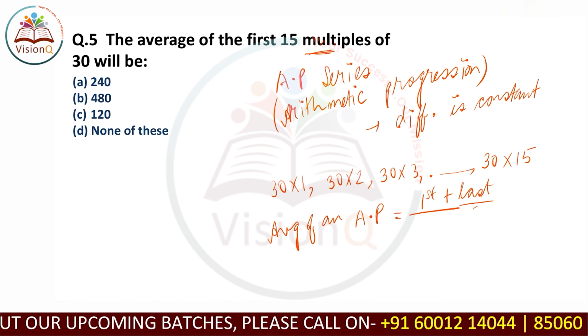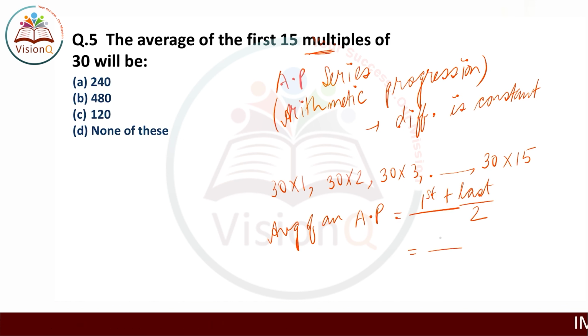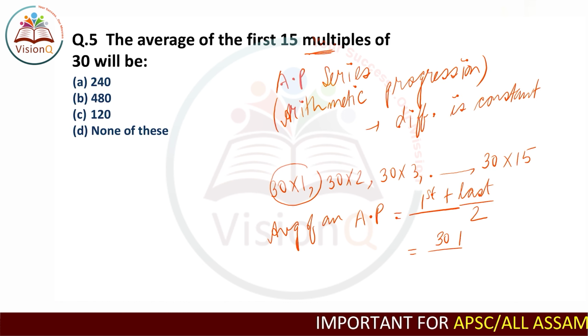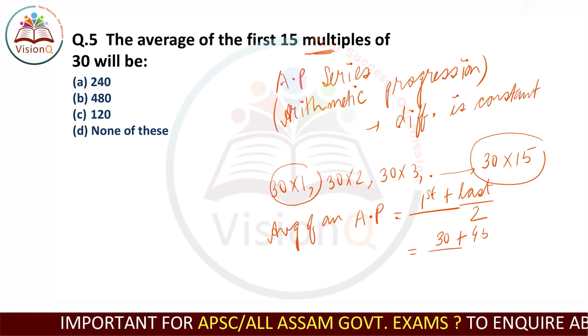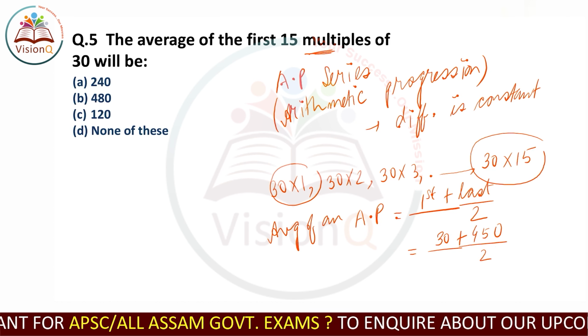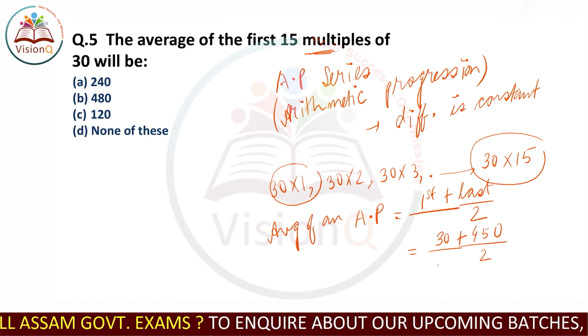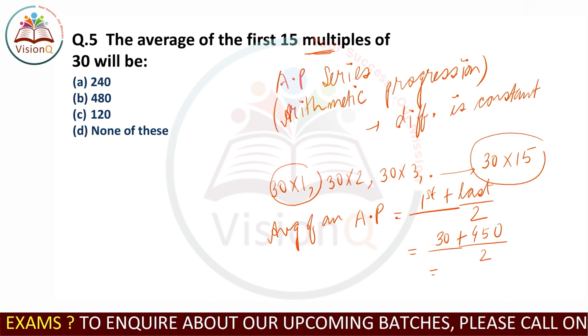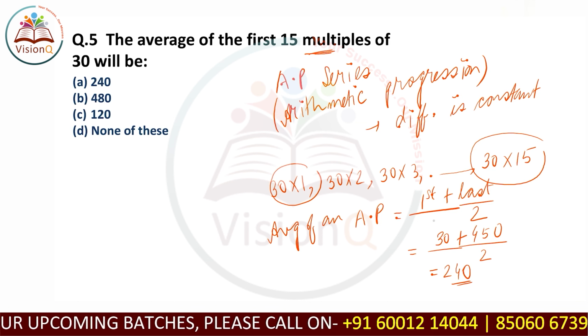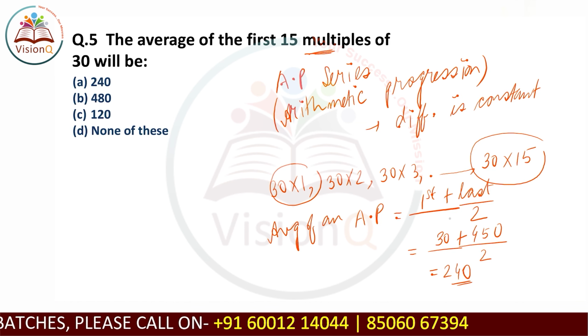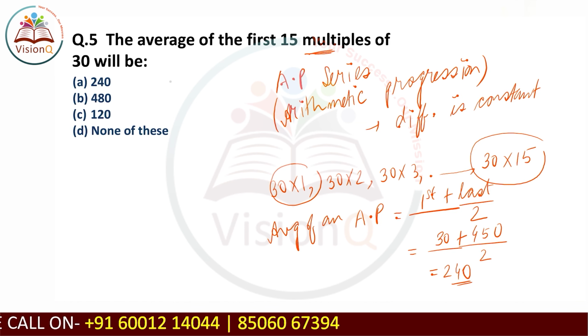divided by 2. Now in this question, the first term is 30 into 1, which is 30. The last term is 30 into 15, which is 450, divided by 2. So it is 480 divided by 2 and the answer will be 240. So this is the application of the average of an AP series, which is first term plus last term divided by 2. The right answer of this question is option A, which is 240.